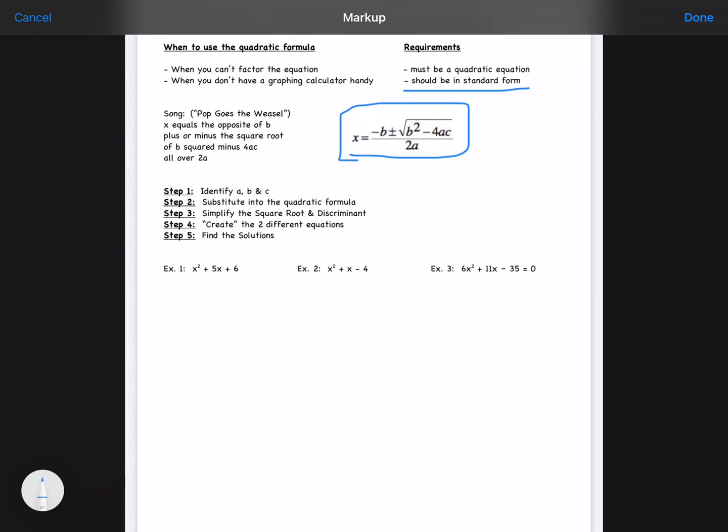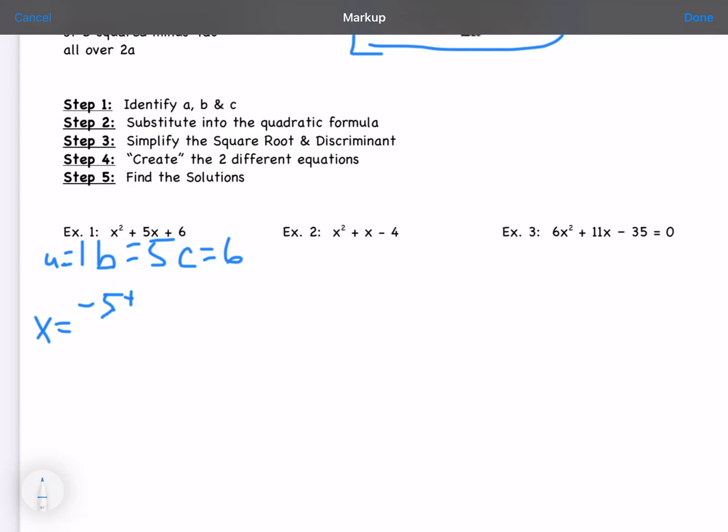So we have first one, x squared plus 5x plus 6. A is 1, b is 5, and c is 6. So let's plug them in. So x equals opposite of b. The opposite of b is negative 5, plus or minus the square root of b squared minus 4 times a times c, all divided by 2 times a.